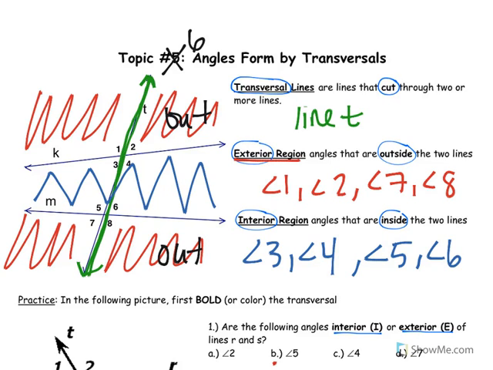The following questions below are just going to go through asking you to look at the picture to the left and think about, are they interior or exterior? Are they to the left or to the right of the transversal? If we're looking at the transversal in the green here, the left would be on this side and the right would be on this side. So take a second and pause the video and try to answer the 4 questions below, and then we'll quickly go through them after.